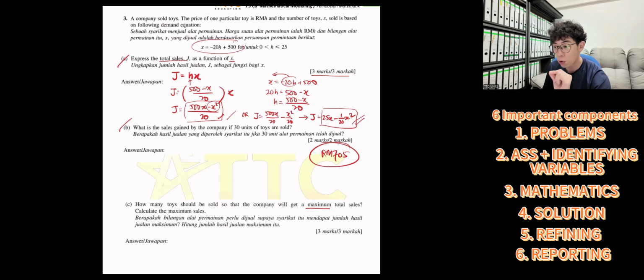Very good. Form 4, chapter 1, quadratic function. When you have negative X squared, remember your function is a set phase and you will hit a maximum. So question C is about Form 4, chapter 1, maximum point. So how do you get the maximum point?